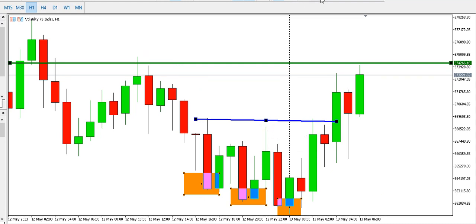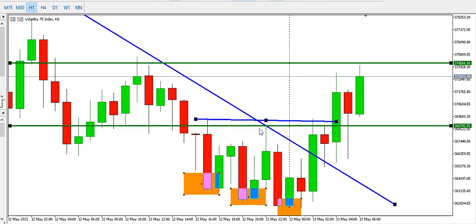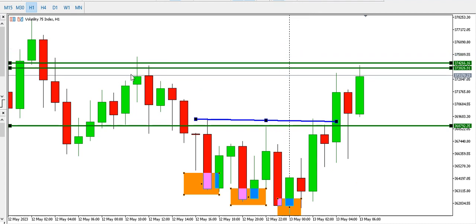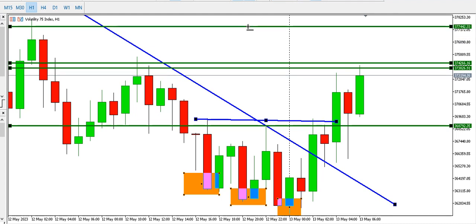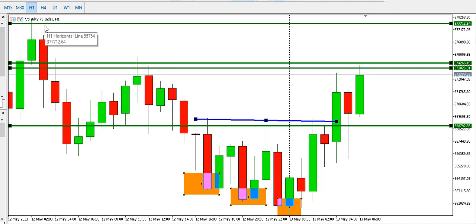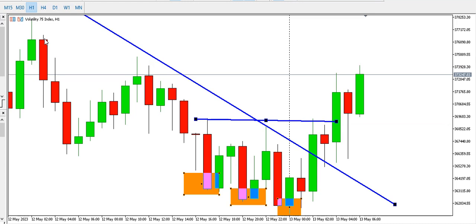We had the break of structure of this very high, and the break of structure of this very high. Now price is testing the next high. If this high gets broken, price will get to the next high. But let's see how it goes.